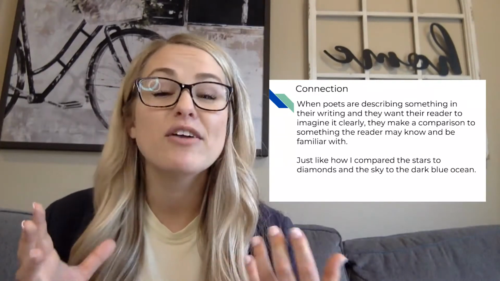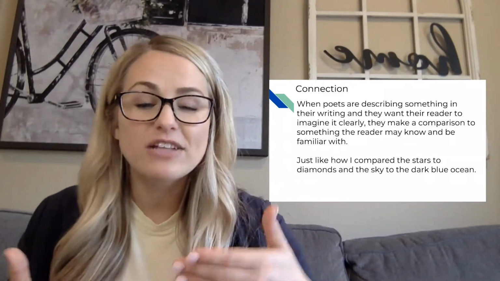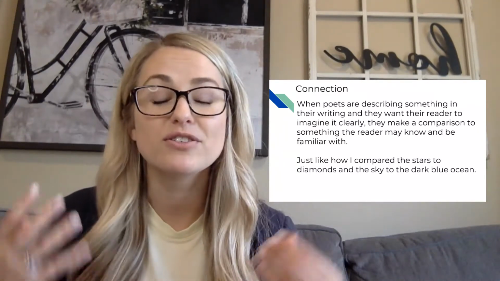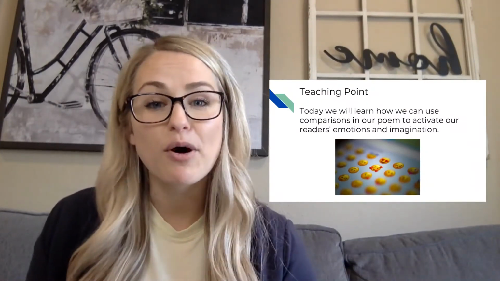When poets are describing something in their writing and they really want their readers to imagine it clearly, they make a comparison to something that the reader may know and be familiar with. So it might be how they're saying, oh, it's just like this. It's like that. Just like how I compared the stars to diamonds and I compared the sky to the dark blue ocean so it could give the readers a clear picture in their mind. Today, we will learn how we can use comparisons in our poems to activate our readers' imagination and their emotions.